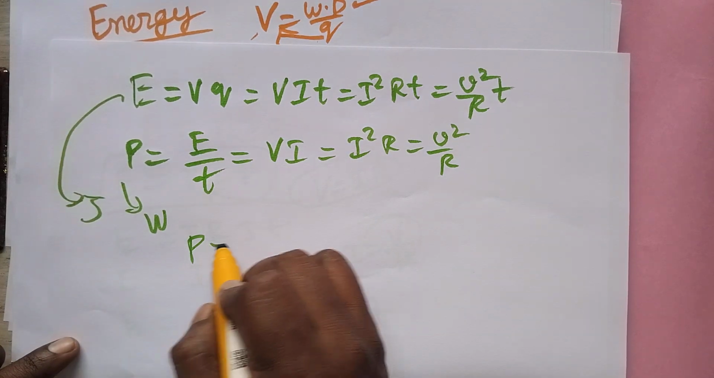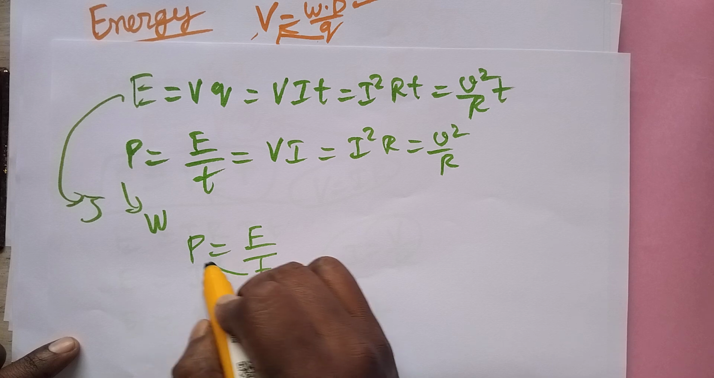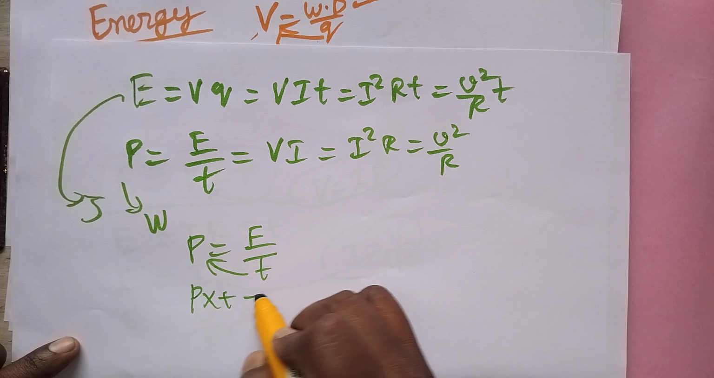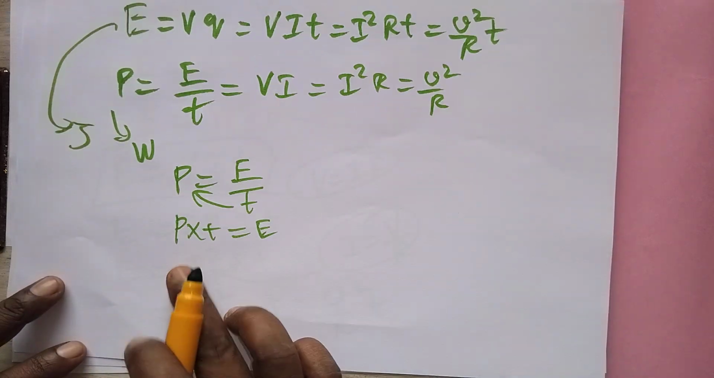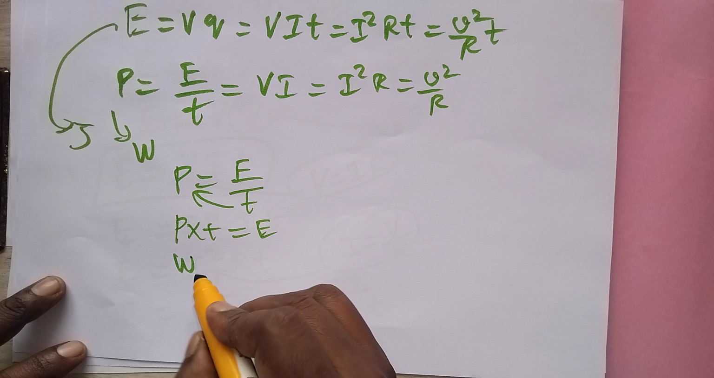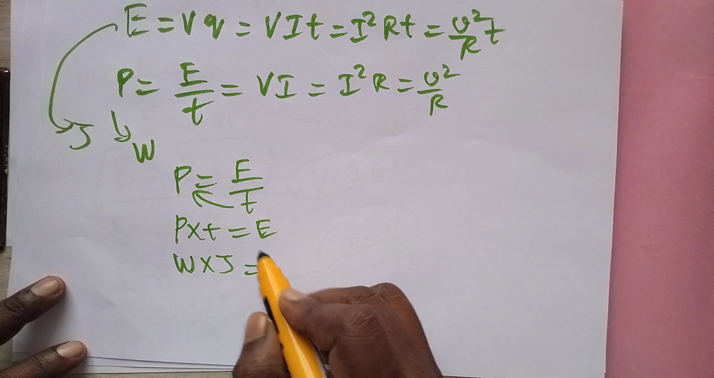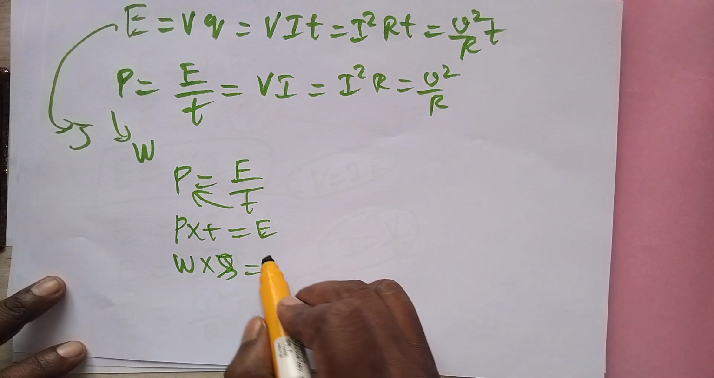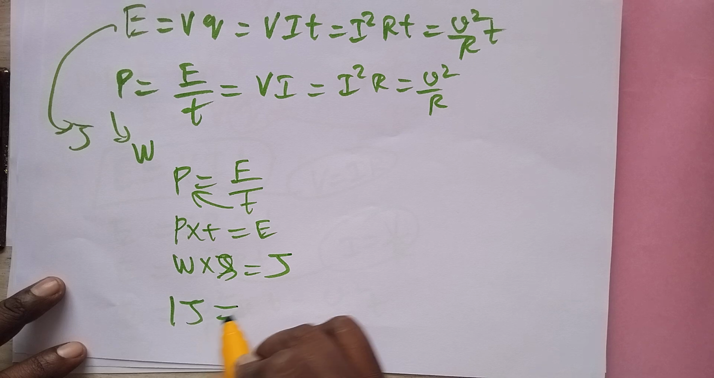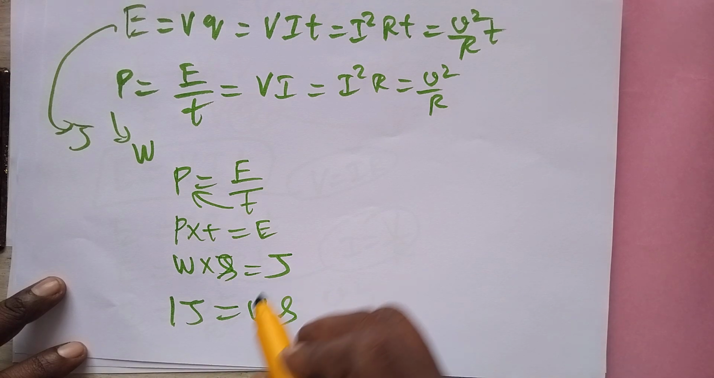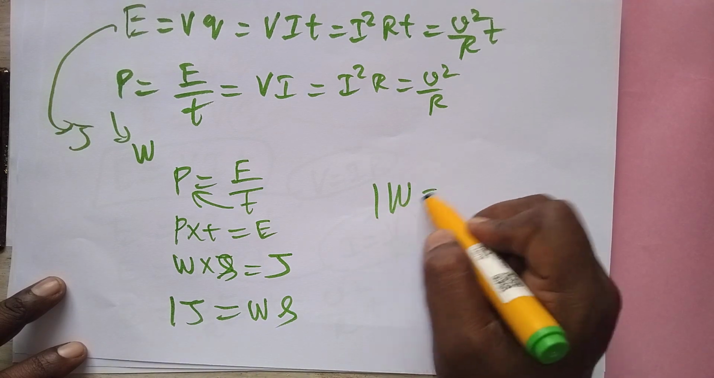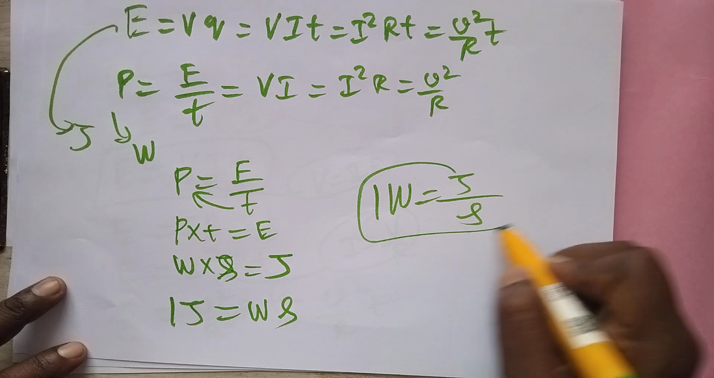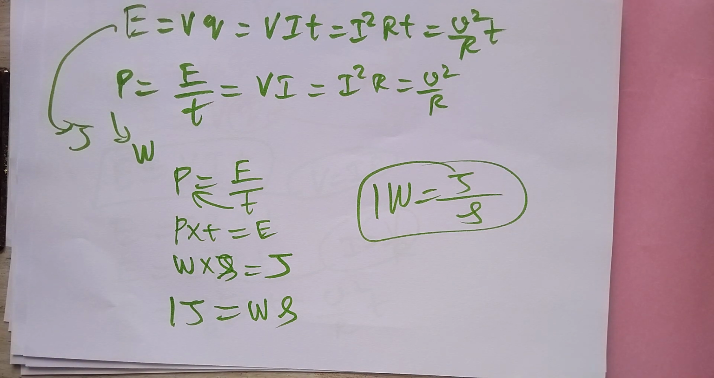Power is equal to energy by time. Time, take it this side. So power into time will give us energy. What is the unit of power? Watt. What is the unit of time? Second. What is the unit of energy? Joules. So 1 joule is equal to watt into second. What is 1 watt? 1 watt is equal to joule per second. Okay, very simple.